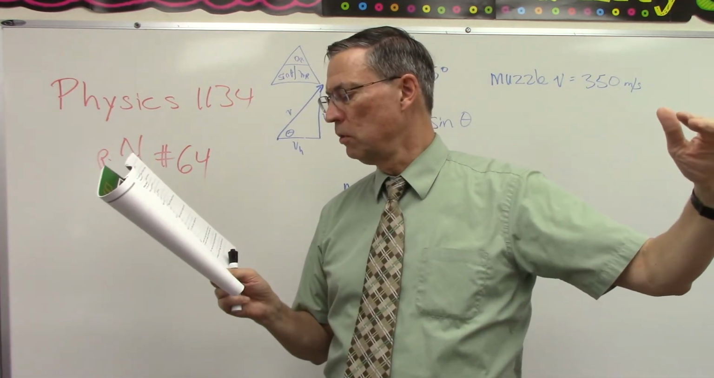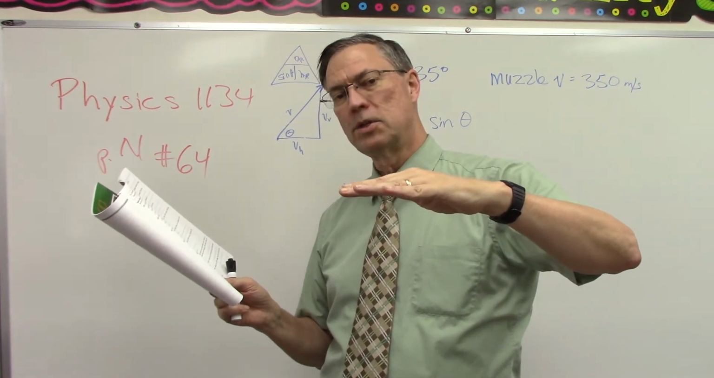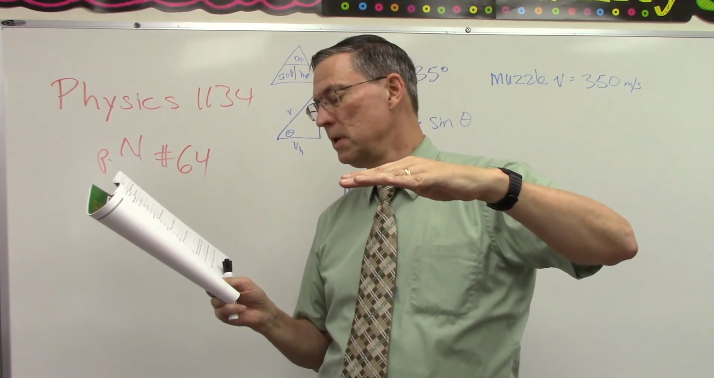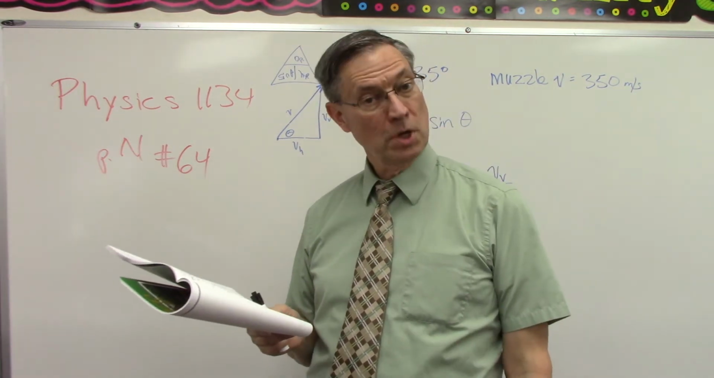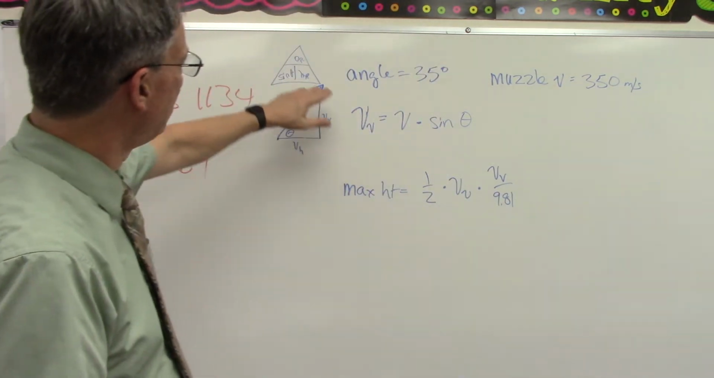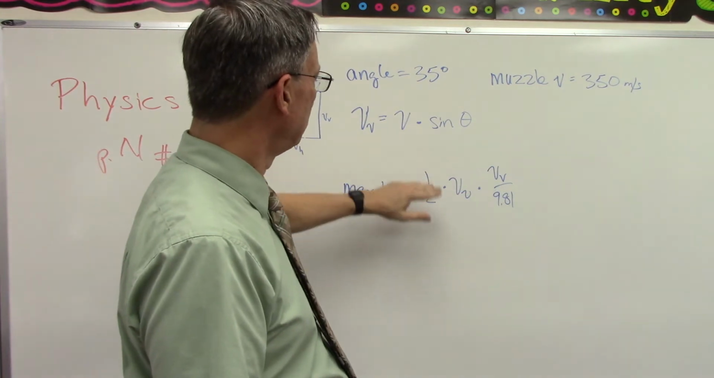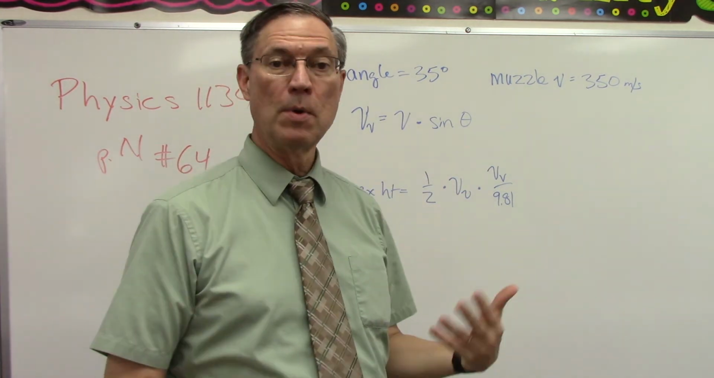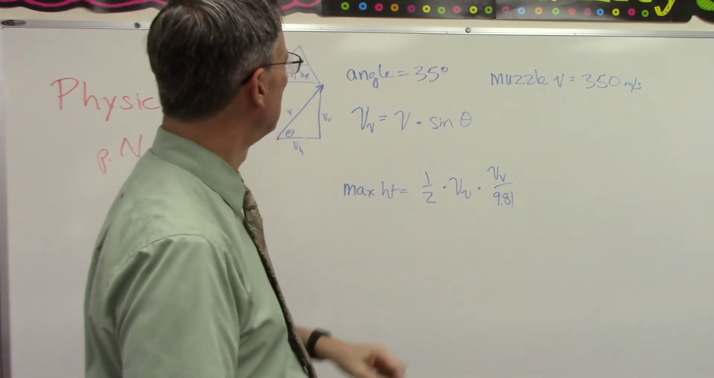Question is, how low can the fighter jets come in and still remain 100 meters above the maximum height of the ship's shells? Okay, so I wrote up here already some of the information that we have and a couple of the important formulas that were already in the PACE. And so let's think through what we need to do here.